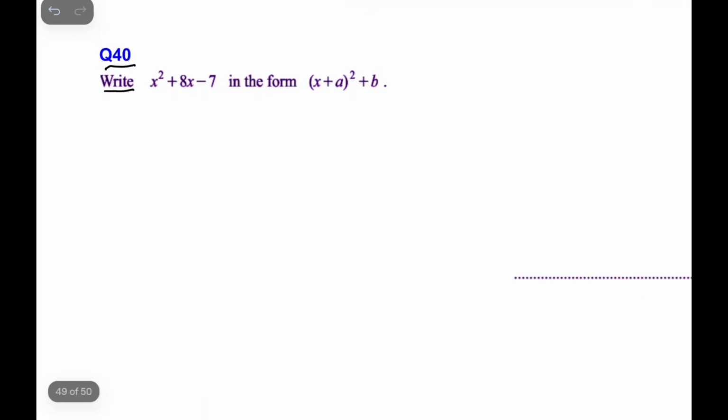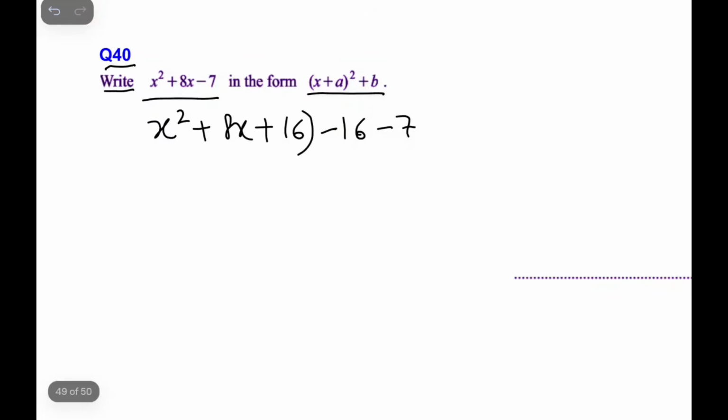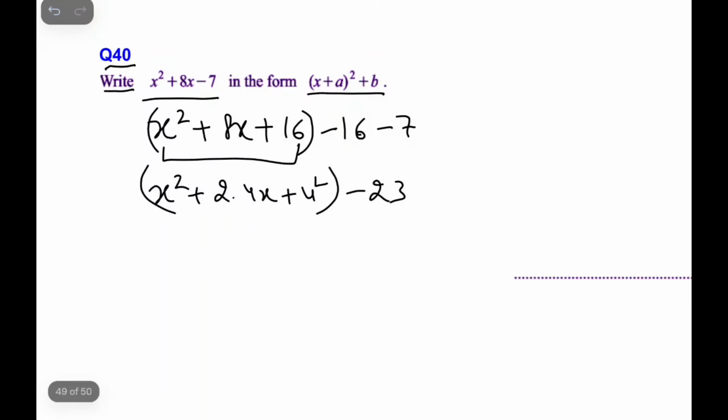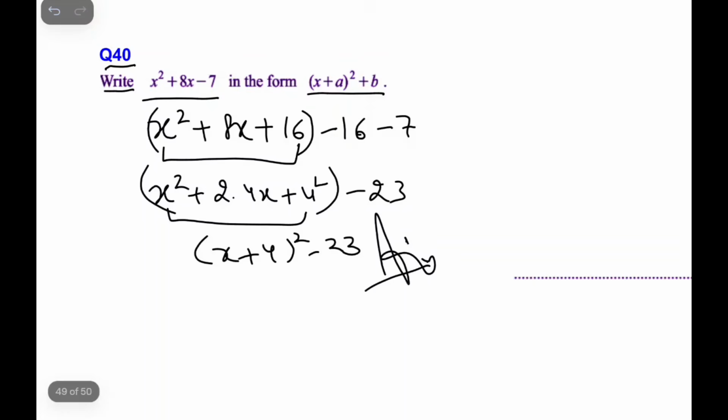Question number 40, write x square plus 8x minus 7 in the form of (x plus a) whole square plus b. So we will be writing x square plus 8x plus 16 minus 16 minus 7. Now this becomes x square plus 2 times 4x plus 4 square minus 23. So this can be written as (x plus 4) whole square minus 23, which is in the required form. So this will be our answer.